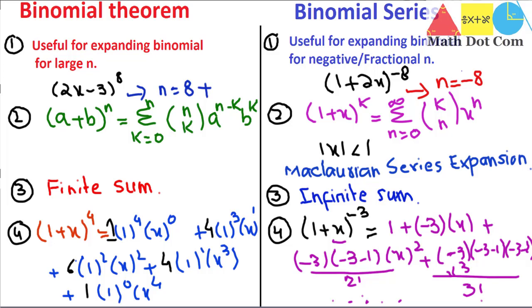So this is how the binomial series will go infinite, and that's why we say that the binomial series gives you an infinite sum. So this is how the binomial theorem differs from the binomial series. Now after understanding this lecture you will be able to differentiate when to apply the binomial theorem and when to apply the binomial series. So that's all from today's lecture.